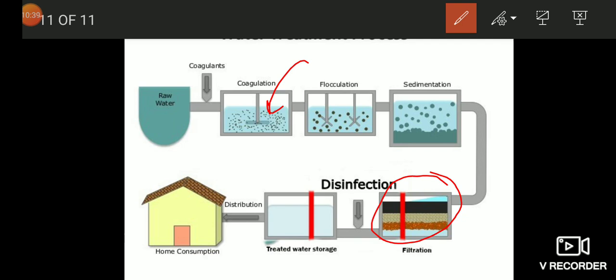it does not allow those suspended particles to go through. That means the filter does not allow the suspended particles of the water which we get after sedimentation to pass through, and the water is collected into a treatment chamber where chlorine is added as a disinfectant, for killing the germs. After killing the germs, this water is now fit for drinking, and it is stored in a huge water tank, and from this tank through pipes it is supplied to our homes.